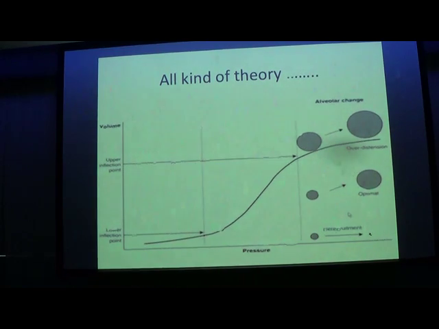So all kinds of theory are there: how much PEEP, where to give, lower inflection point, upper inflection point. But basically, if you follow the ARDS net PEEP scale, you will be somewhere in between the lower inflection point and the upper inflection point. You do not want to over-distend and you do not want to have atelectrauma.